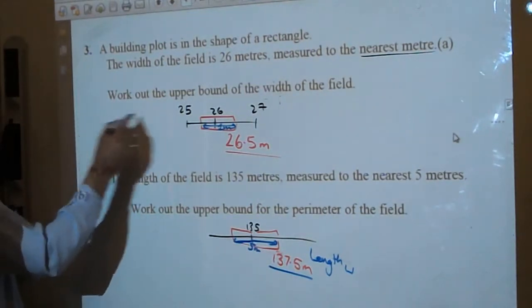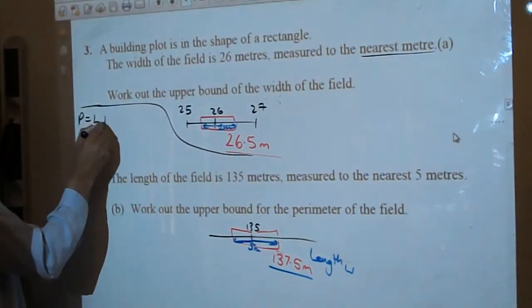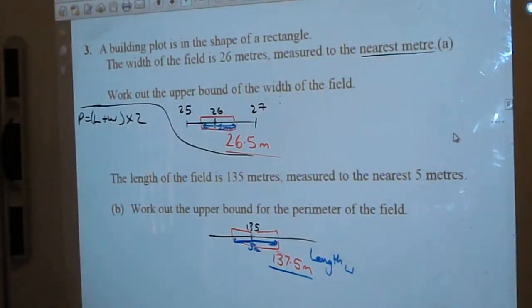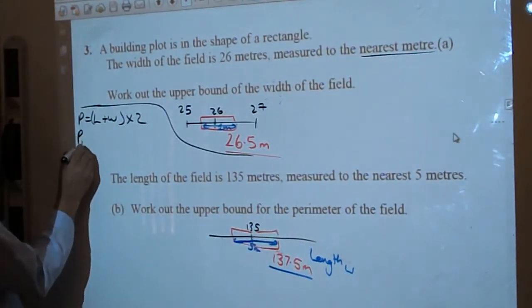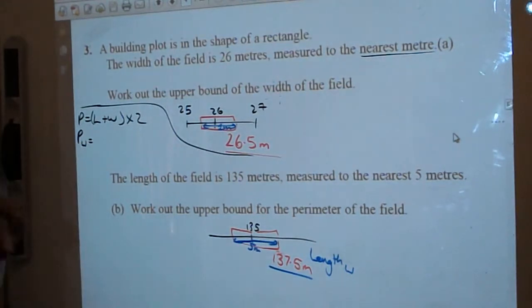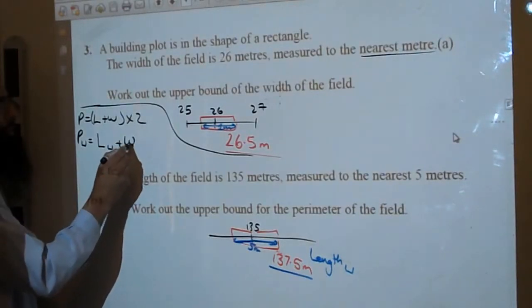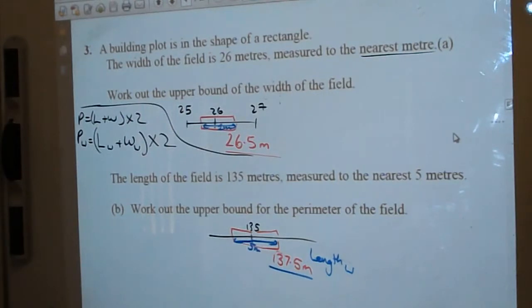Perimeter, let's just do it here. Perimeter is equal to length plus the width, times by 2. That's perimeter, isn't it? And we want to work out the perimeter upper. If I want to get the maximum perimeter, I have to use the length upper and the width upper, and then double it. Are you happy with that, folks? What have we worked out here? We have worked out the length upper here and the width upper here.